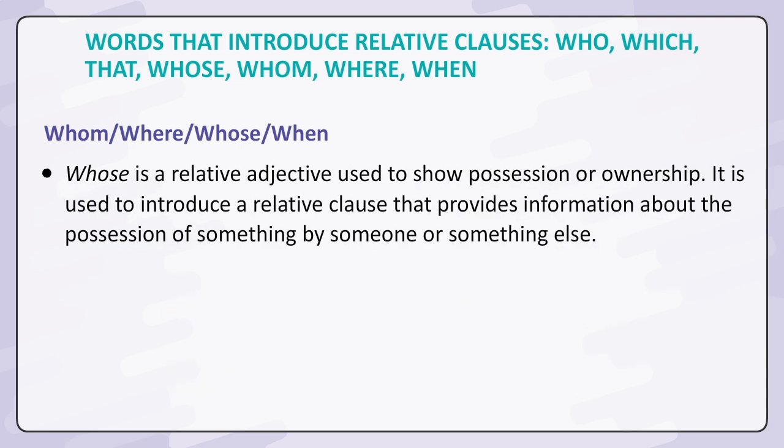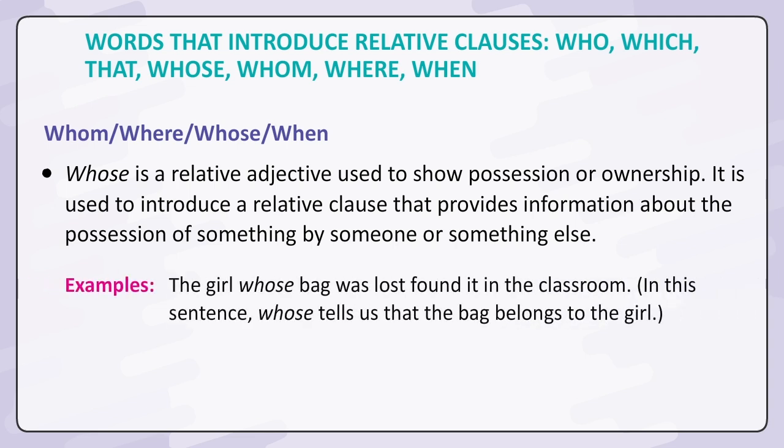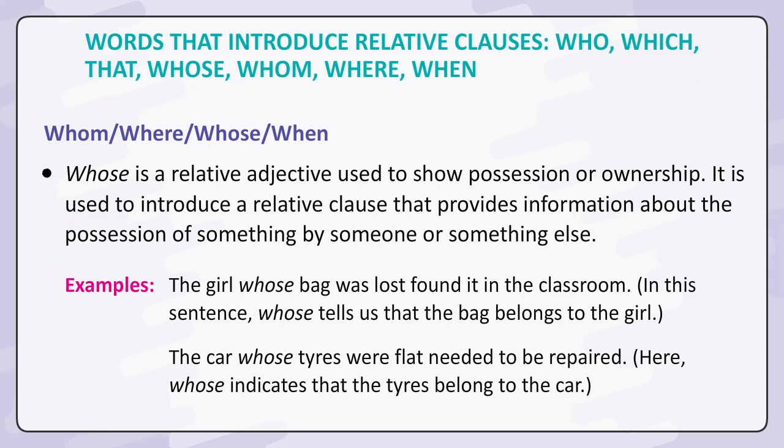Whose is a relative adjective used to show possession or ownership. It is used to introduce a relative clause that provides information about the possession of something by someone or something else. Examples: The girl whose bag was lost found it in the classroom. In this sentence, whose tells us that the bag belongs to the girl. The car whose tires were flat needed to be repaired. Here, whose indicates that the tires belong to the car.